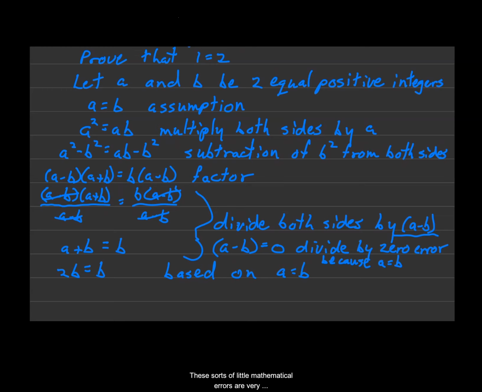These sorts of little mathematical errors are very easy to make and very common as you get started into things and you lose track of what it actually is that you're representing here. If we lost track of the fact that A was equal to B, it would be easy to make this sort of divide by 0 error. And these are the types of errors that you'll run into frequently when you start doing proofs and you're not connecting what it is that these variables represent.